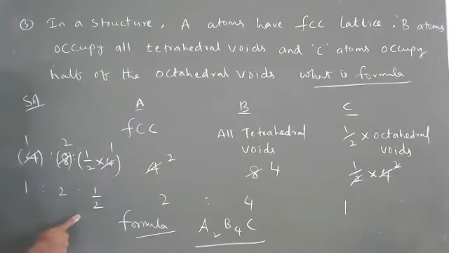So fraction we should not take. Again multiply the total with 2. If you multiply by 2, what happens? 2:4:1. Yes or no? Simple simplification only. There is not much difficulty in this. Okay. Understood?